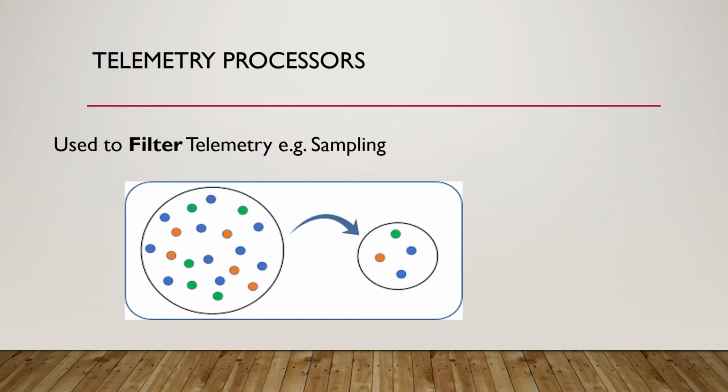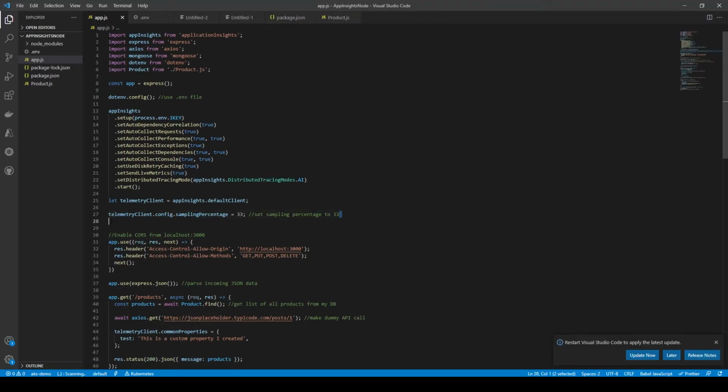So I want to demonstrate how I would set a fixed rate sampling, which is supported in the Node.js SDK. So if I go to Visual Studio, and notice I have this line. So I'm calling .config.samplingPercentage on the telemetry client object, and I'm setting this to 33%. So I'm taking 33% out of all of the telemetry I am collecting. So this is a fixed rate sampling.